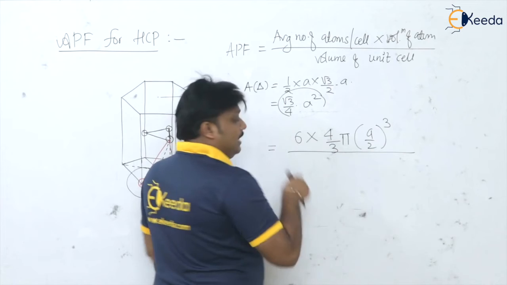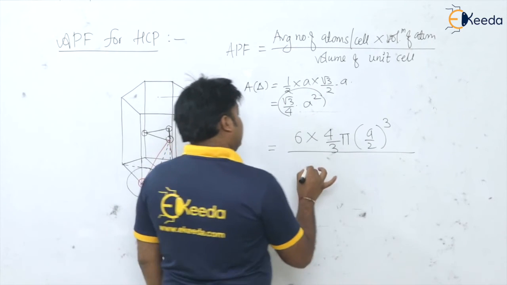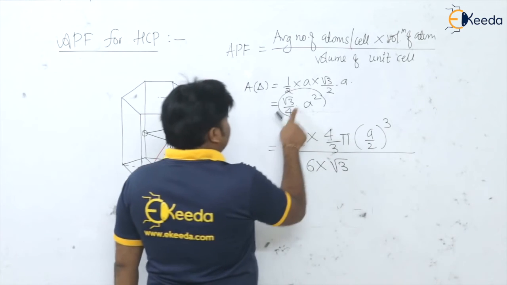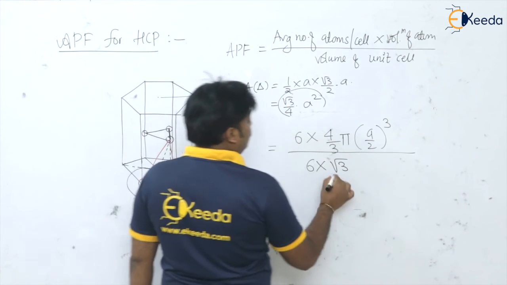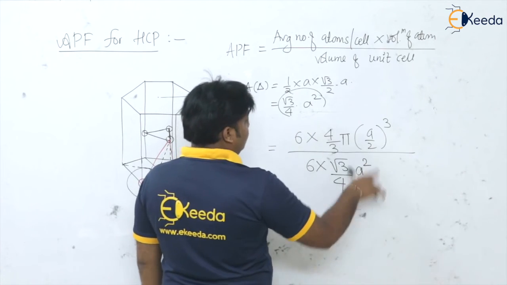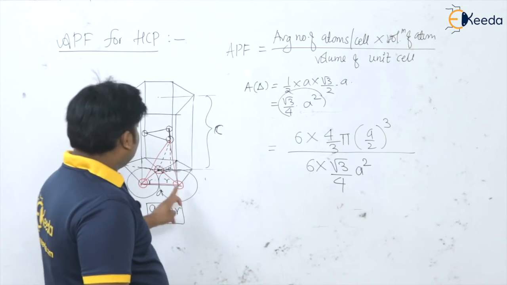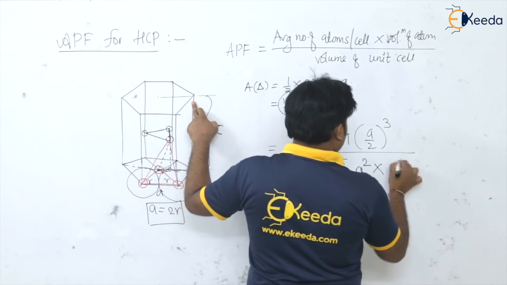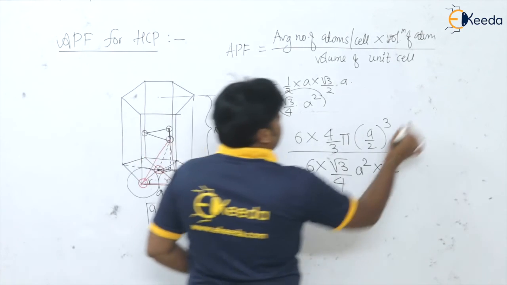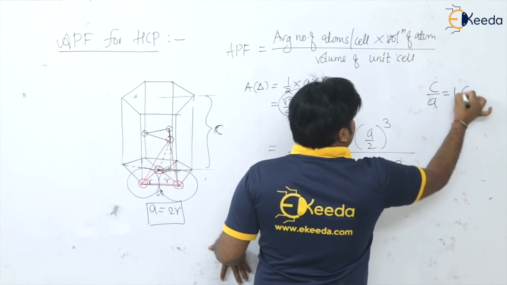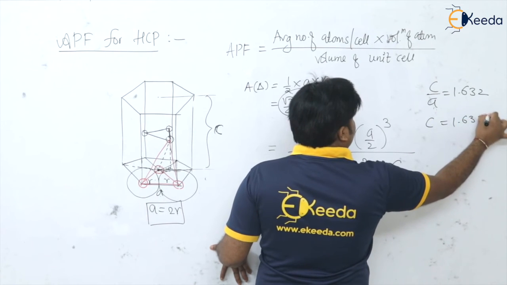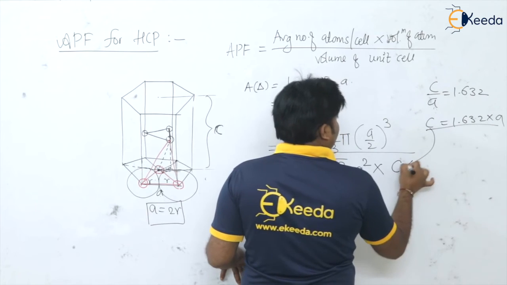So there are 6 equilateral triangles. So 6 multiplied by the area of this equilateral triangle, root 3 by 4 into a square. Okay, so this is the basal plane area, into c, isn't it? Now one thing also we know that this c by a is equal to 1.632. So c is equal to what? 1.632 times a. Put the value of c here.